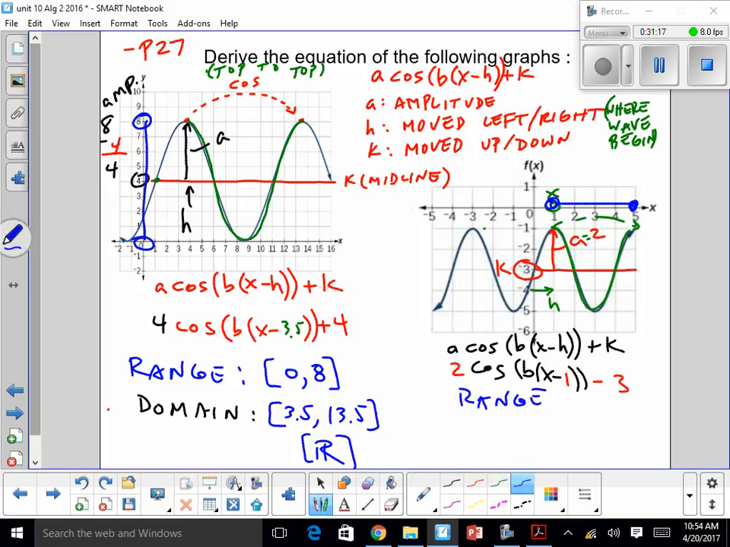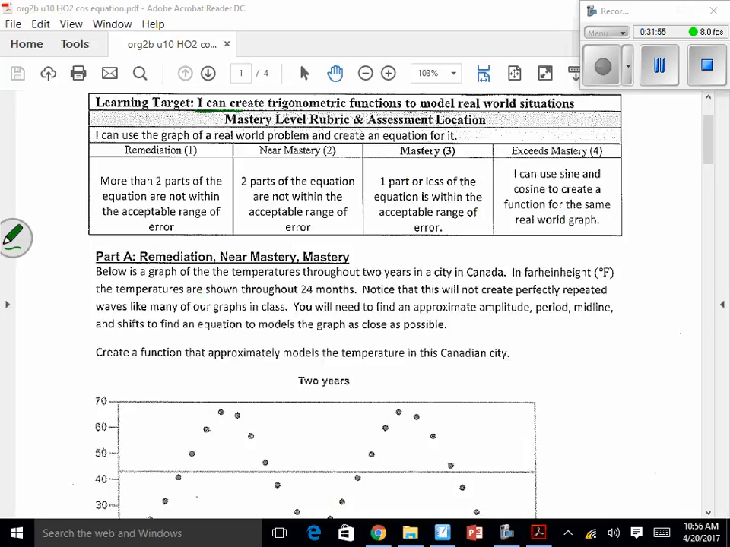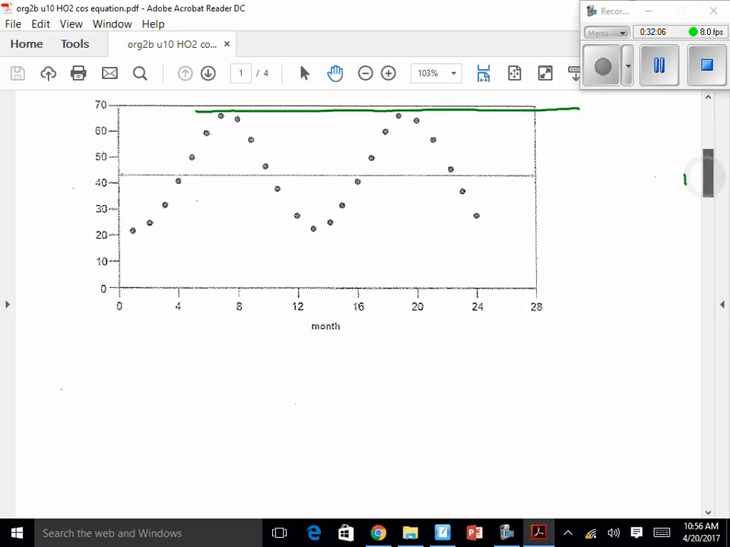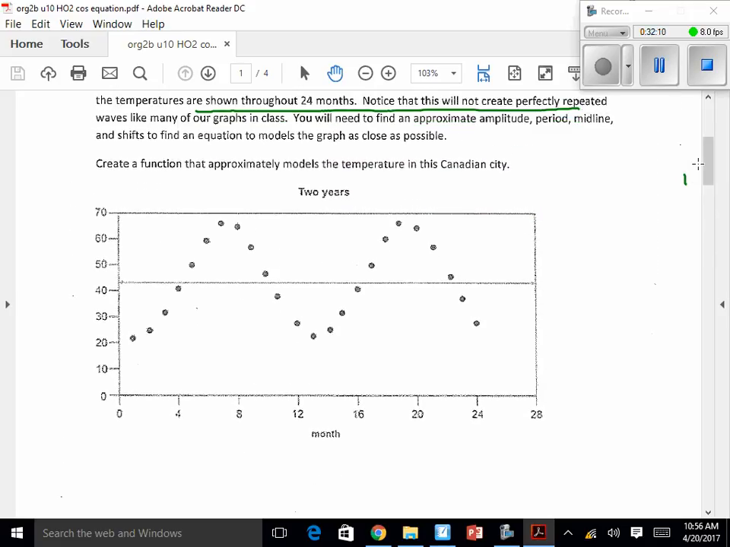What is the range? The range is -5 to -1. All right, take a look and see. For those who aren't sure about that, the range is the real deal. The domain is fake. Equation. Range. Domain.